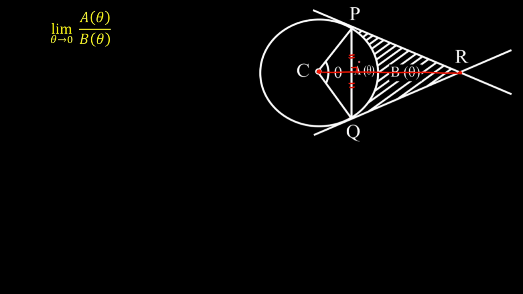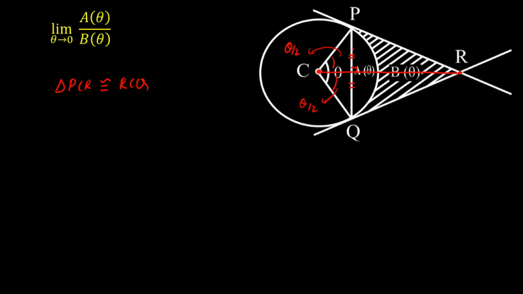Now, one more thing, the triangle PCR will be congruent to the triangle RCQ. That means if these two triangles are congruent, these two angles will be the same. That means this angle will be theta by 2 and this angle will also be theta by 2.